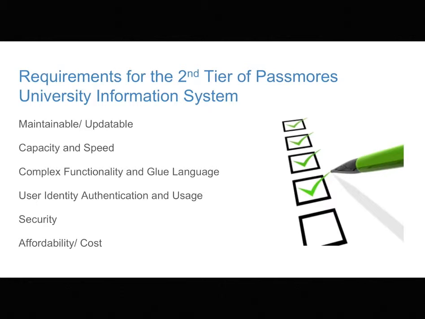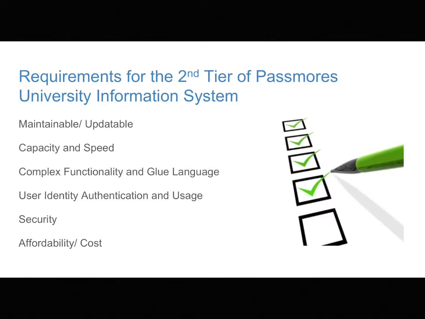It also, any application on the second tier has to be able to deal with the complex functionality of the system, and has to be able to glue the third and the first tier together. As part of the complex functionality, for example, it will have to deal with the user identity authentication and usage, so that teachers and students have a separate access and a separate functionality.